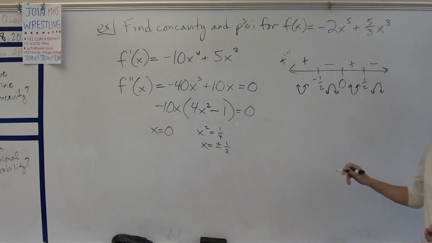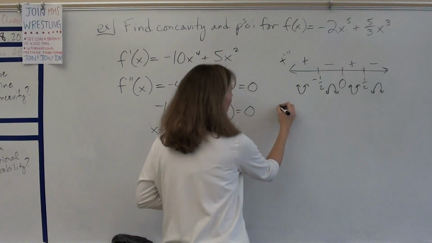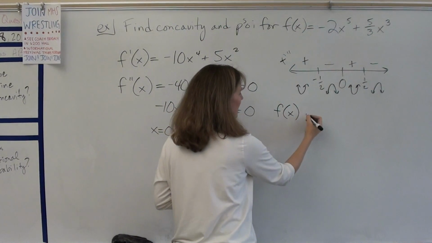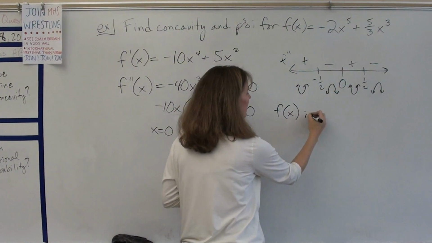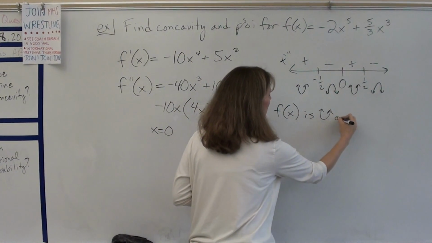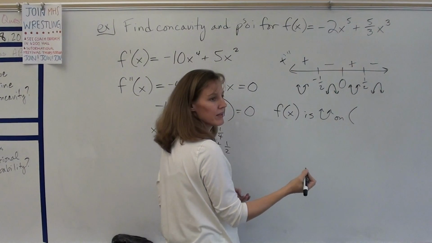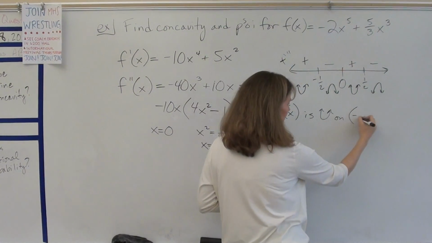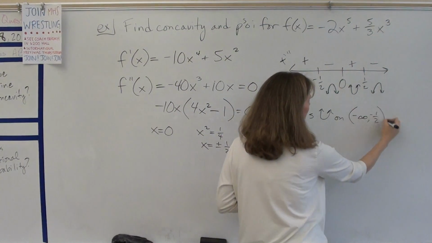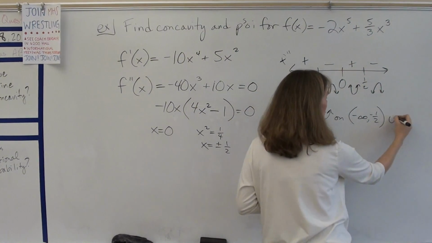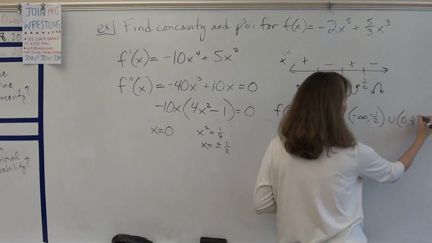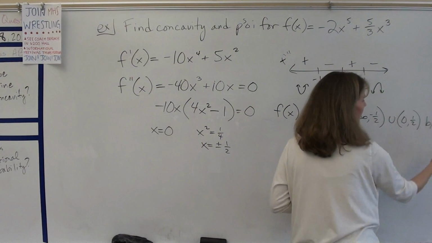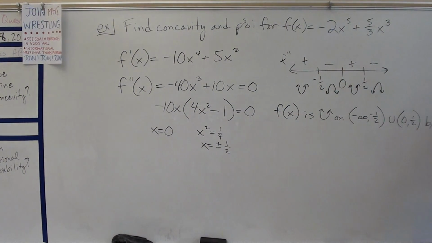All right, here's our answers. F, not f prime, not f double prime. F is concave up on what interval or intervals? Negative infinity to negative 1/2, union 0 to 1/2. Why? Because f double prime is greater than 0.